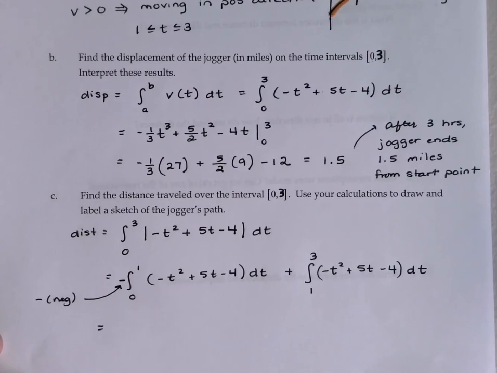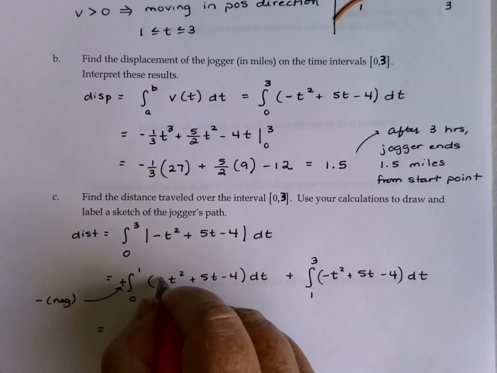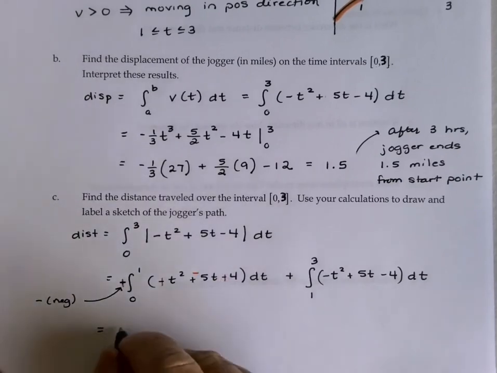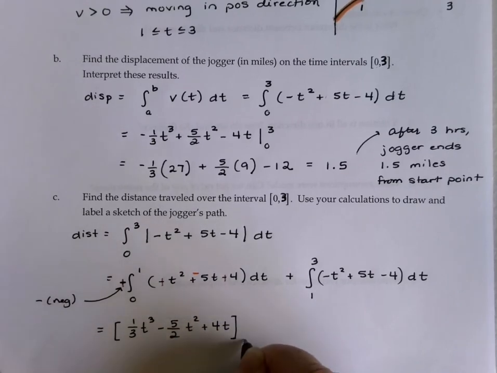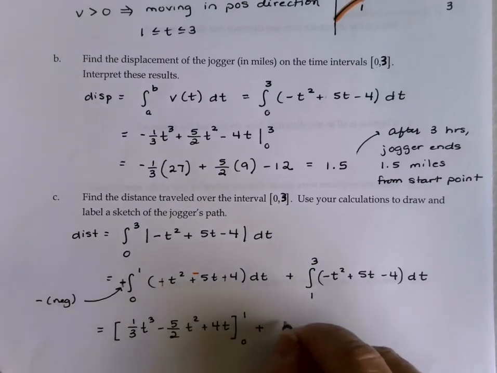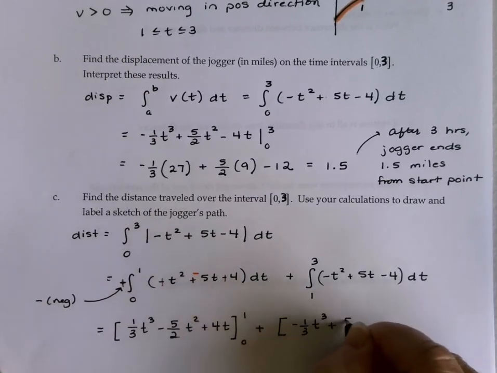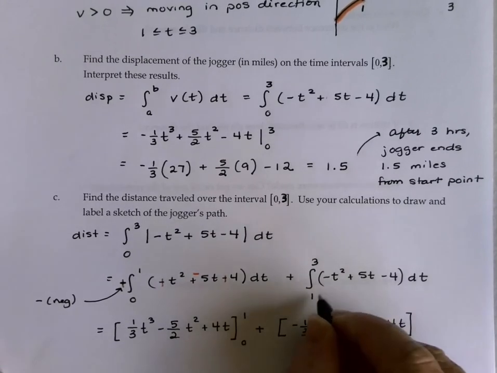So if I were to distribute through here, minus this negative, I could make that a positive, make this plus, minus, and plus. And I end up getting 1/3 t cubed minus 5/2 t squared plus 4t from 0 to 1, plus a negative 1/3 t cubed, positive 5/2 t squared minus 4t, and that goes from 1 to 3.